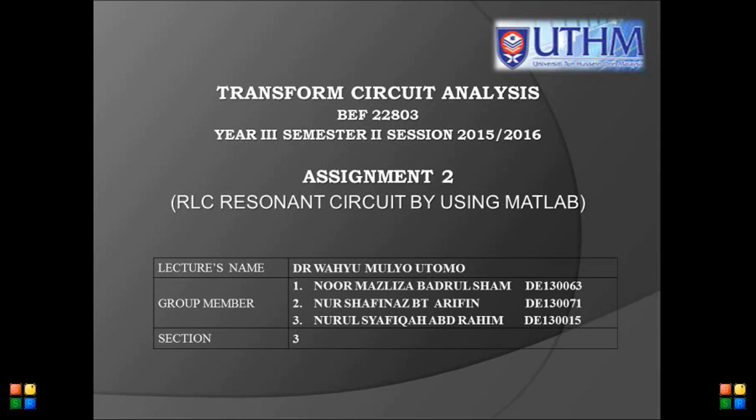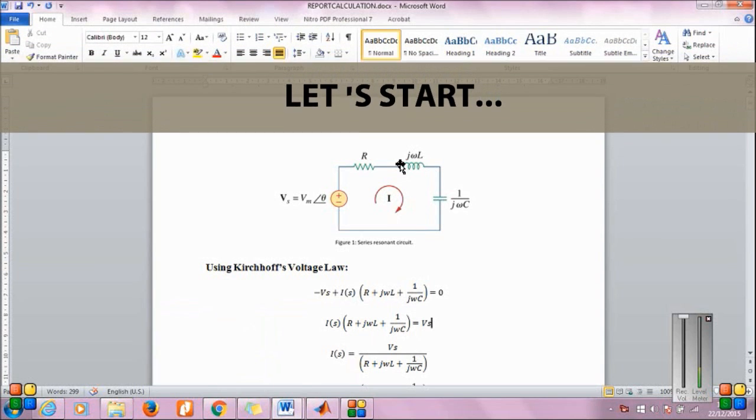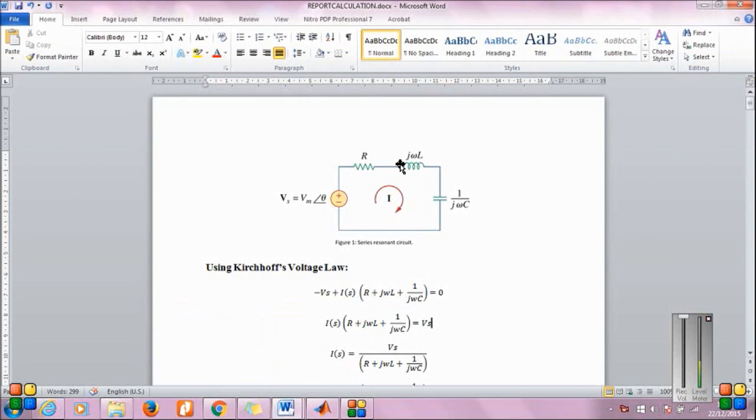This video will discuss the RLC resonant circuit by using MATLAB. This is the circuit of the RLC resonant that we are going to use to find the transfer function Is. The circuit consists of three elements, which are resistance, inductance and capacitance, connected in series with a single source.